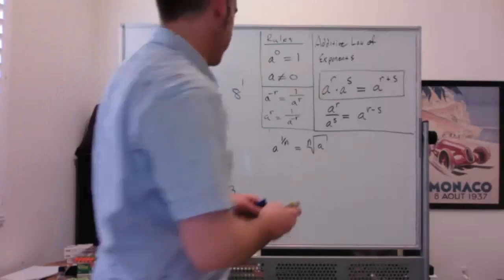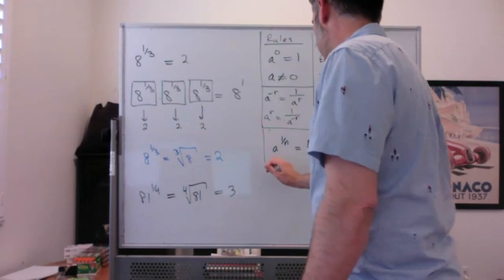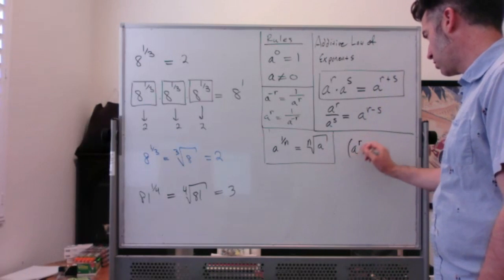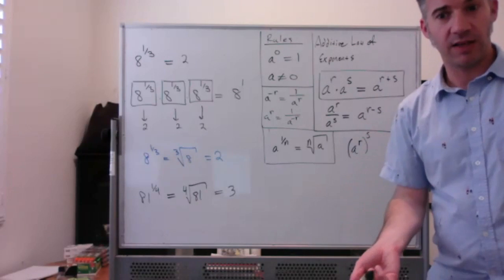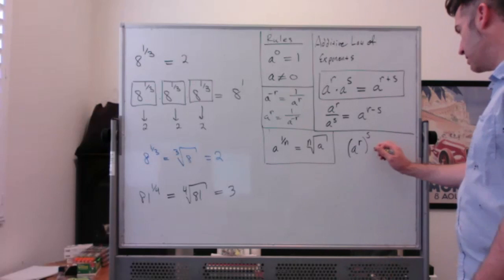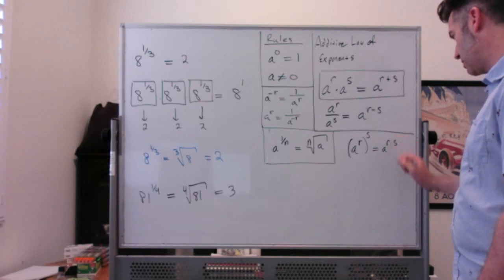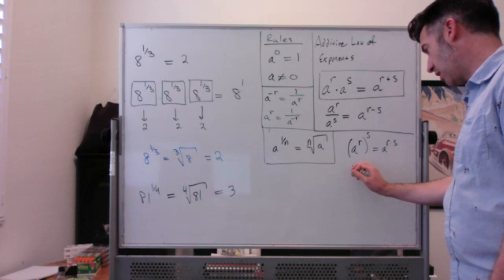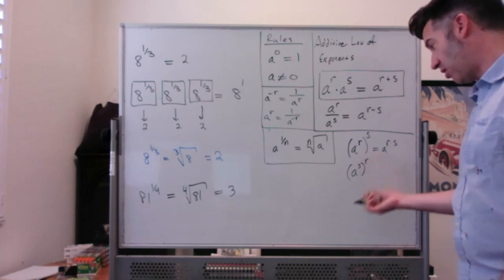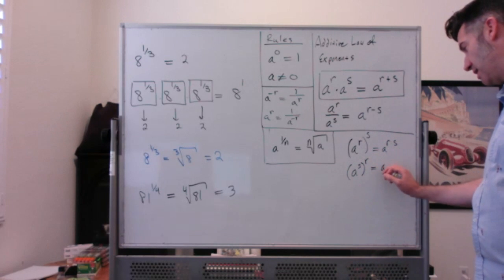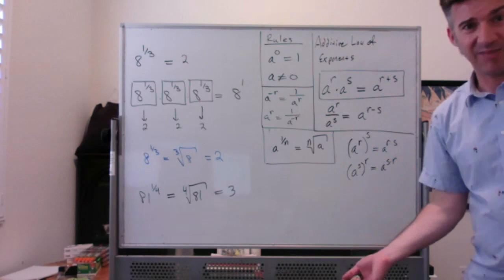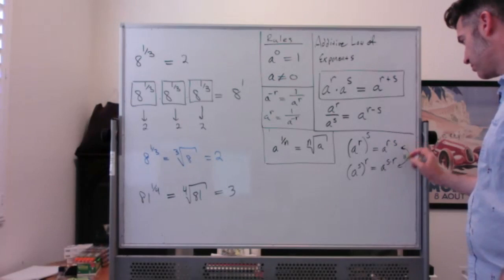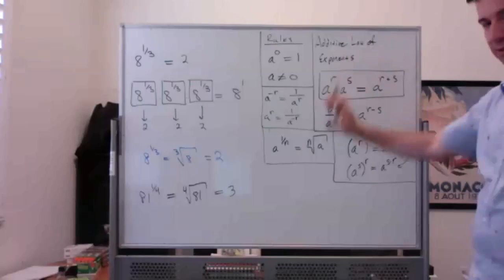So we also have that if you have a power to a power, so a raised to the r power raised to the s power, that is equal to a to the r times s. And I will also point out it's also equal to the other way of writing it. A to the s to the r power is equal to a to the s times r. But s times r and r times s are the same. So these are actually equal to each other. That is getting a little out of control over here.